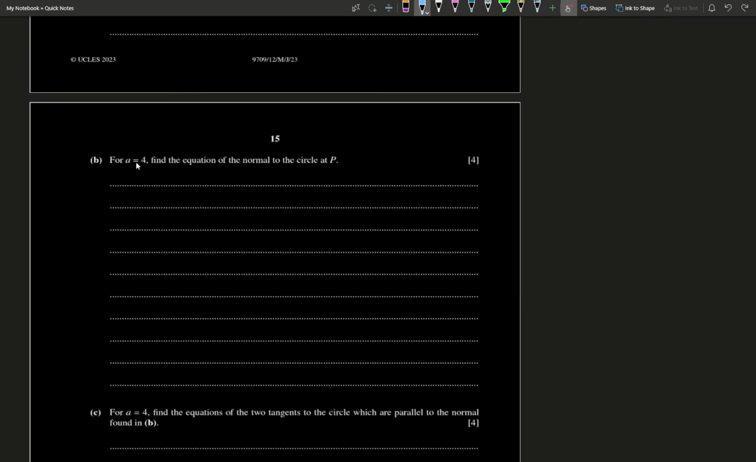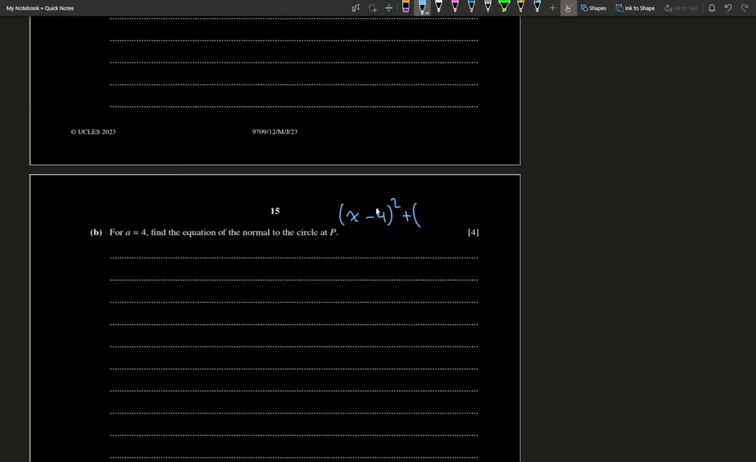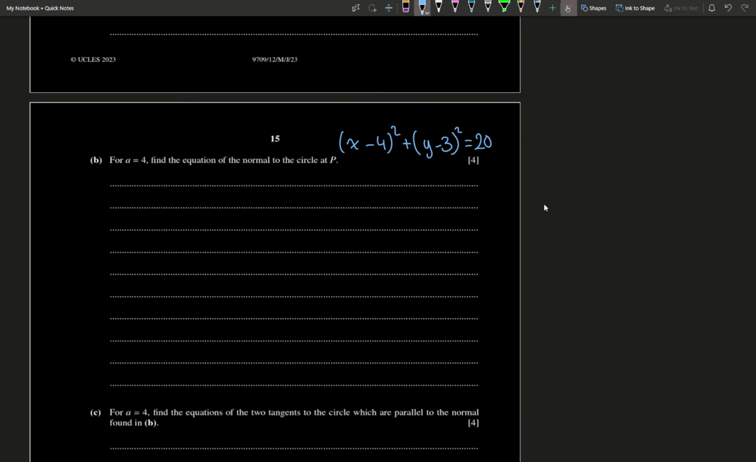Now for part B, it says for a is equal to 4, find the equation of the normal to the circle at P. Now if a is equal to 4, our new equation of the circle will be (x minus 4) squared, and the y, what was it? Let me check. y was (y minus 3) squared equal to 20. Good.